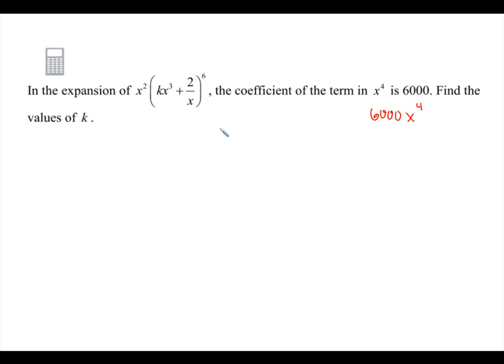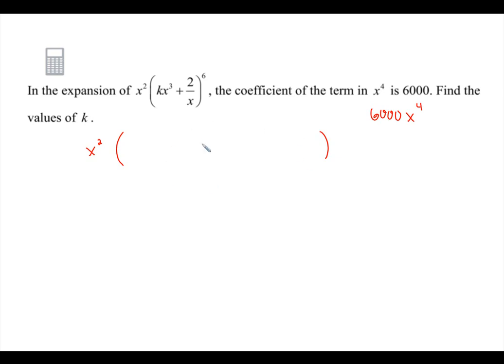So now let's think through this problem. We have this x squared on the outside, and it's multiplying with this binomial being raised to the 6th power. Now if we were to expand this binomial, we would have a bunch of terms, and so you have to think, x squared times something has to give you x to the 4th.